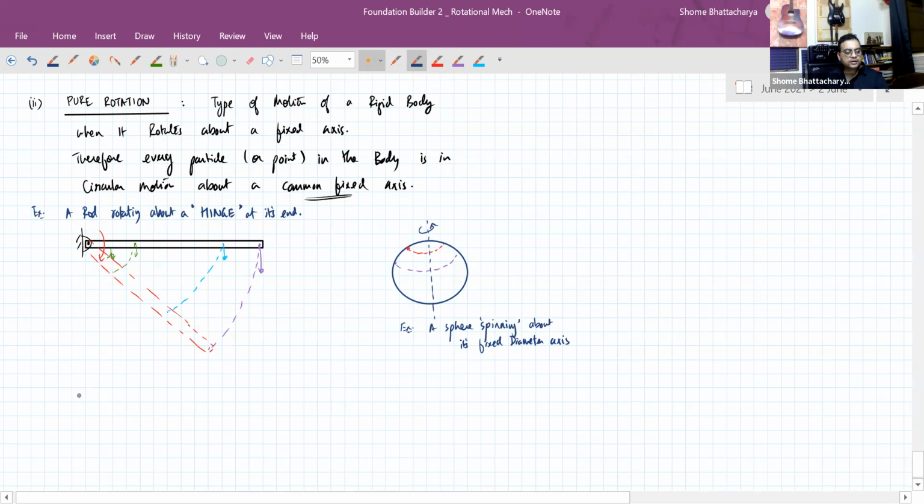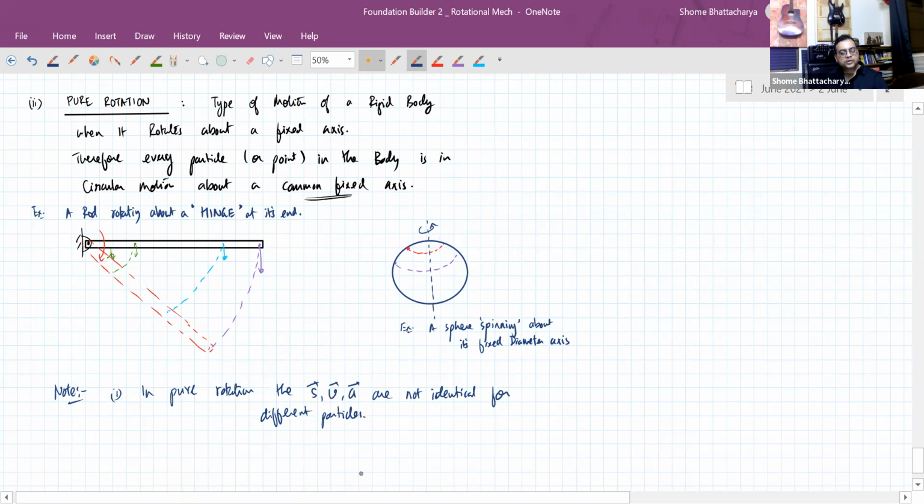So now the important thing to keep track of in pure rotation is that the displacement, velocity, acceleration, etc. are not identical for different particles. The further away from the axis a particle is, the more magnitude of velocity it will have. Also, acceleration will be a combination of centripetal acceleration and tangential acceleration. So that will again depend on the distance from the axis.